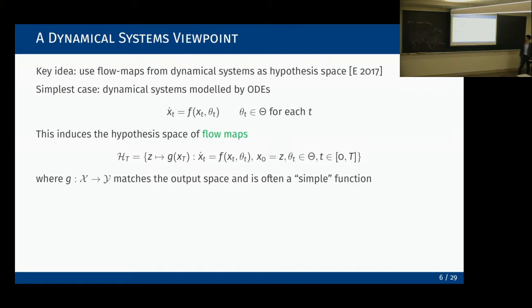Okay, and this induces a hypothesis space of flow maps. Okay, so this hypothesis space contains all the flow maps where the input z is treated as the initial condition of this dynamical system, and as you evolve it through time, finally you take some simple function to match the output dimension. So here, this hypothesis space consists of flowing with the dynamical system and then applying a simple kind of last layer, whether it's a classification layer or regression layer, and form your hypothesis space. Okay.